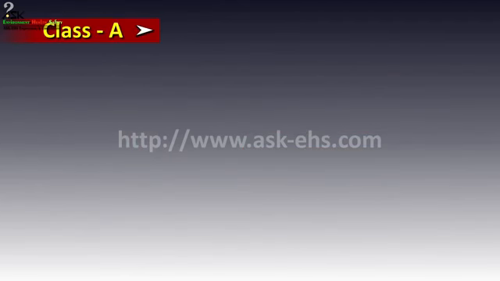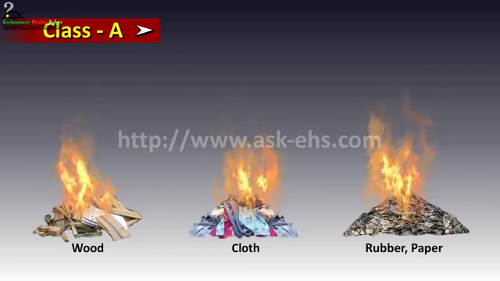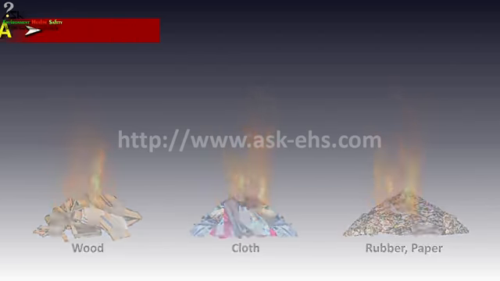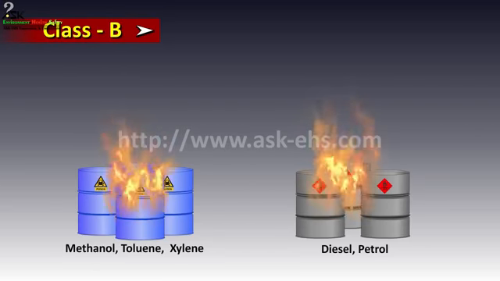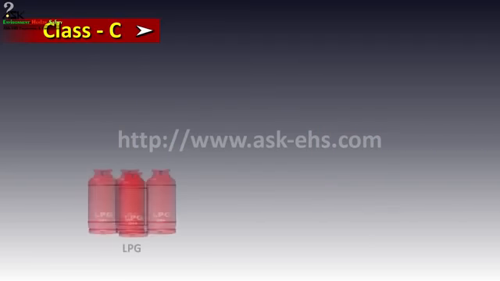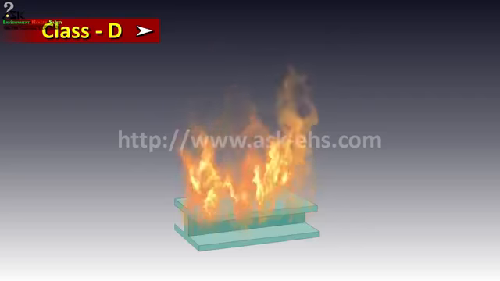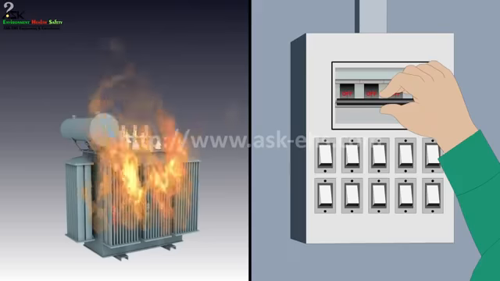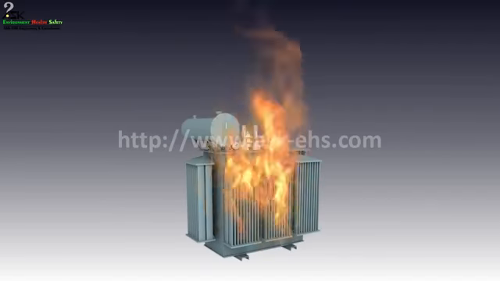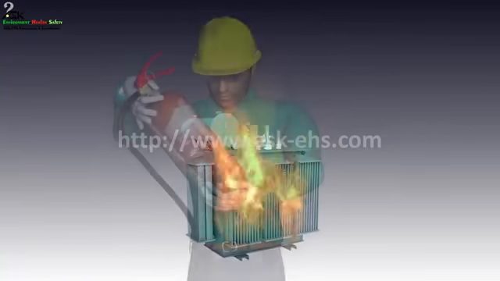Class A, solid fire, that is, fire due to wood, clothes, rubber, and paper. Class B, fire due to flammable liquid. Class C, fire due to flammable gas, like fire due to LPG. Class D, metal fire. Shut down the power when there is fire due to electricity. Then find out the category of fire, A, B, C or D, and extinguish accordingly.